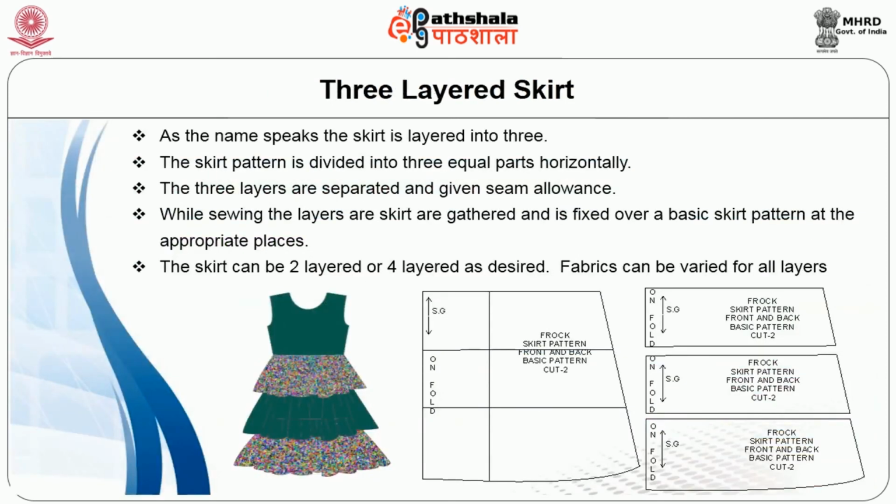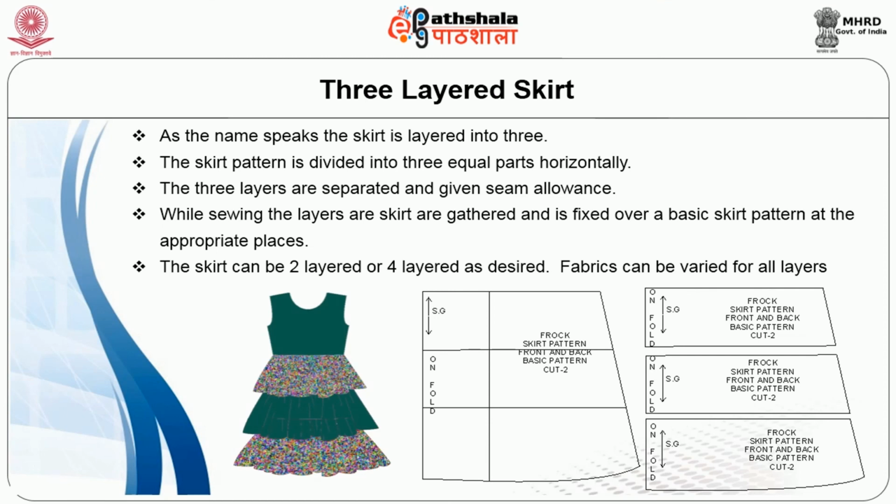We will now complete this module with another frock style, that is the 3-layered skirt. The skirt pattern only has changes. The body's block does not have any changes. The skirt pattern is divided into 3 equal parts horizontally. The 3 layers are separated and given seam allowances in all the layers.